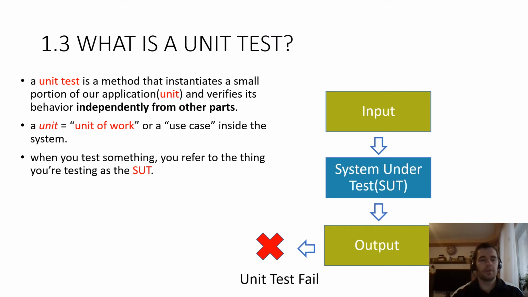Good. What is a unit test? A unit test is a method that instantiates a small portion of our application and verifies its behavior independent from other parts. So what is a unit? It is a unit of work or a use case inside a system. When you're testing something, you refer to the thing you're testing as the system under test. So we have an input, we trigger something on the system under test and observe its outcome.